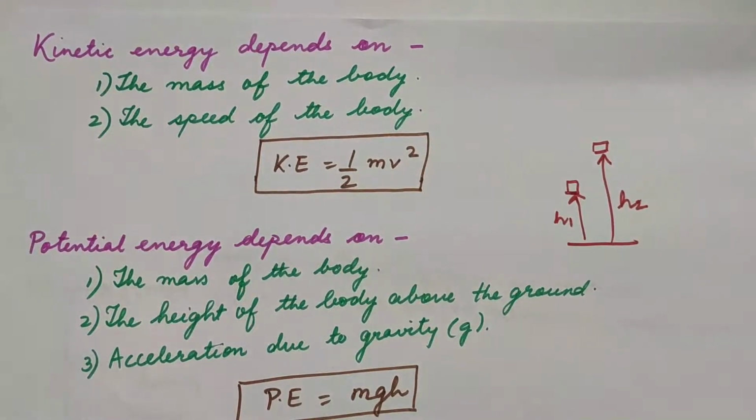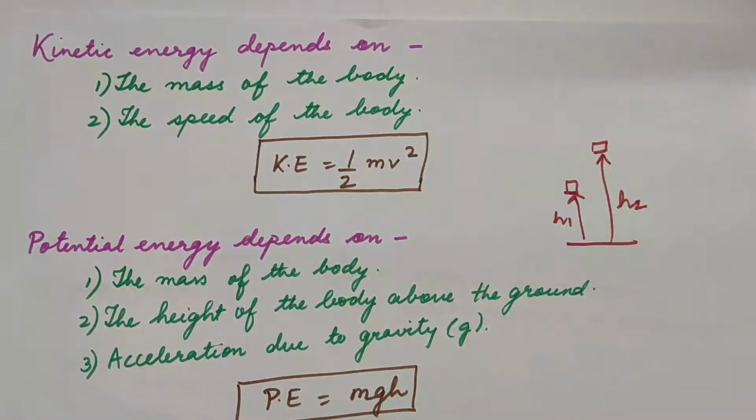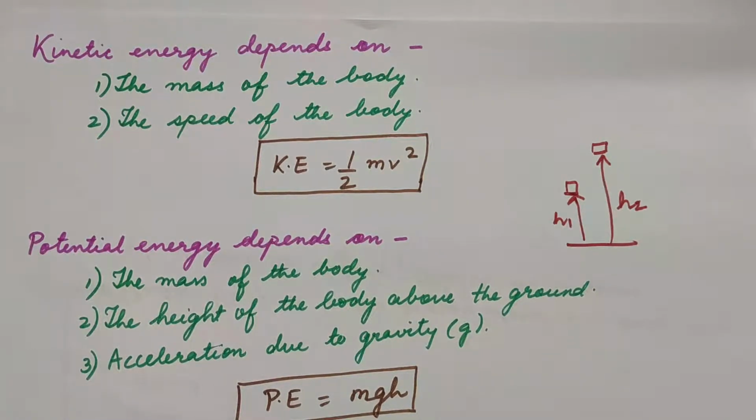And the third point, it depends upon the acceleration due to gravity. Now this is something related to gravity. It changes from the equator to the pole of the earth. So it also depends upon the acceleration due to gravity. So here we can say that potential energy, or PE, is equal to mgh. That's the formula for potential energy, where you can see all the three factors: mass, acceleration due to gravity and the height.